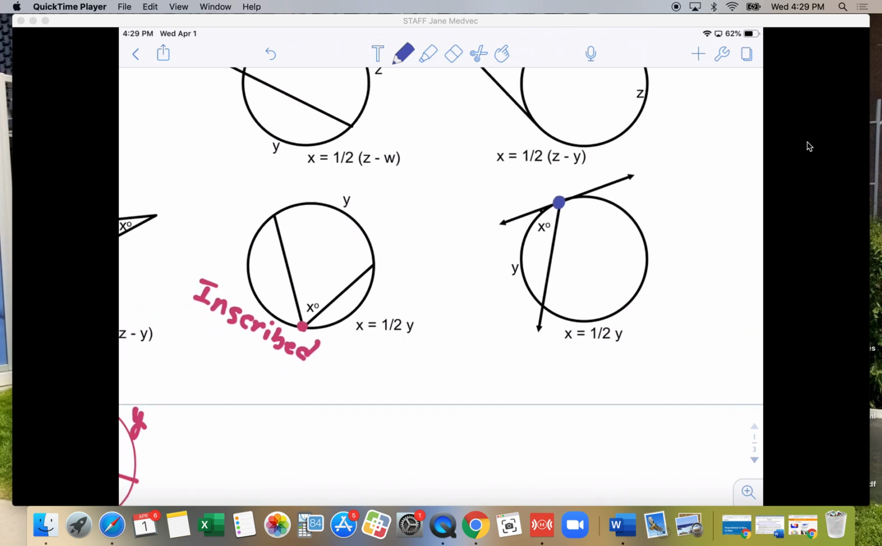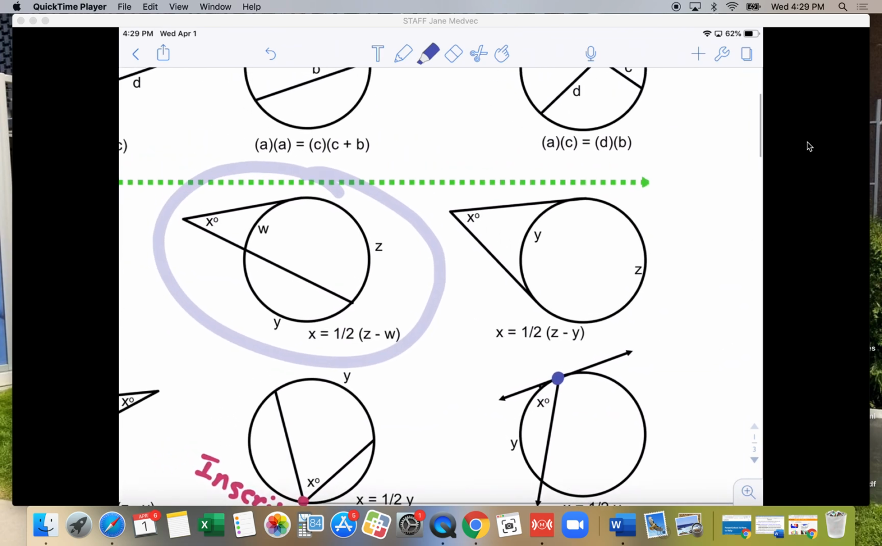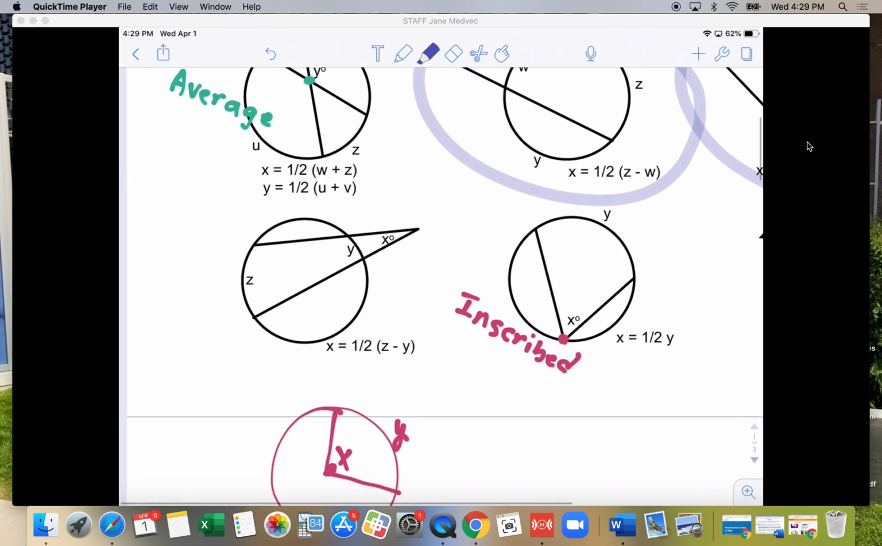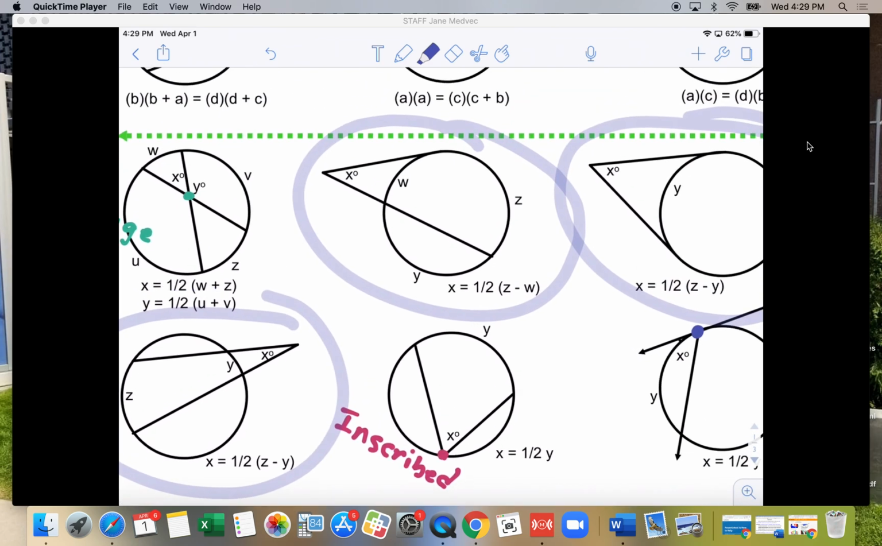Now what we're going to do is take a look at the last 3. We're going to take a look at this circle and this circle and this circle. And you're going to notice that the intersection of all 3 of them is outside the circle. So this is outside the circle, this is outside the circle, and this is outside the circle. They're all kind of related.